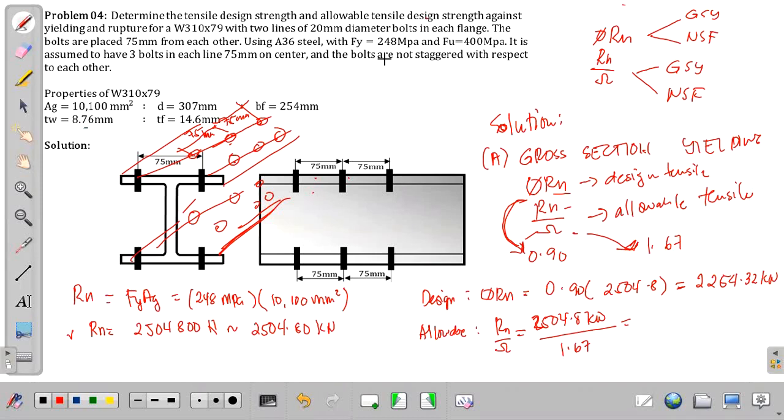So we have 1499.88 kilonewton. Okay, so this will be now our answer for the design tensile strength against yielding and for our allowable tensile strength against yielding. Okay.